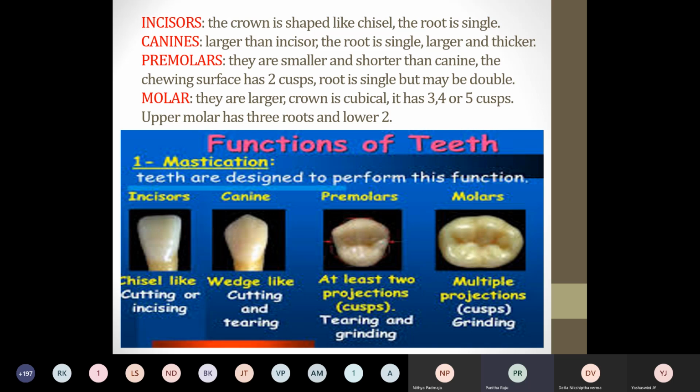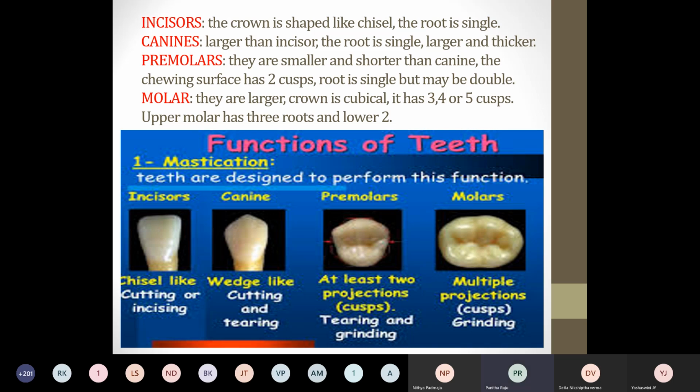Molars are usually larger and cubical in shape and have 3, 4 or 5 cusps. The upper molar has 3 roots and the lower molar has 2 roots. This is very important. You can see here how the premolars are present, how the occlusal surface of the premolar is, and how the molars are. The premolars have 2 cusps while the molars can have 3 to 5 cusps.